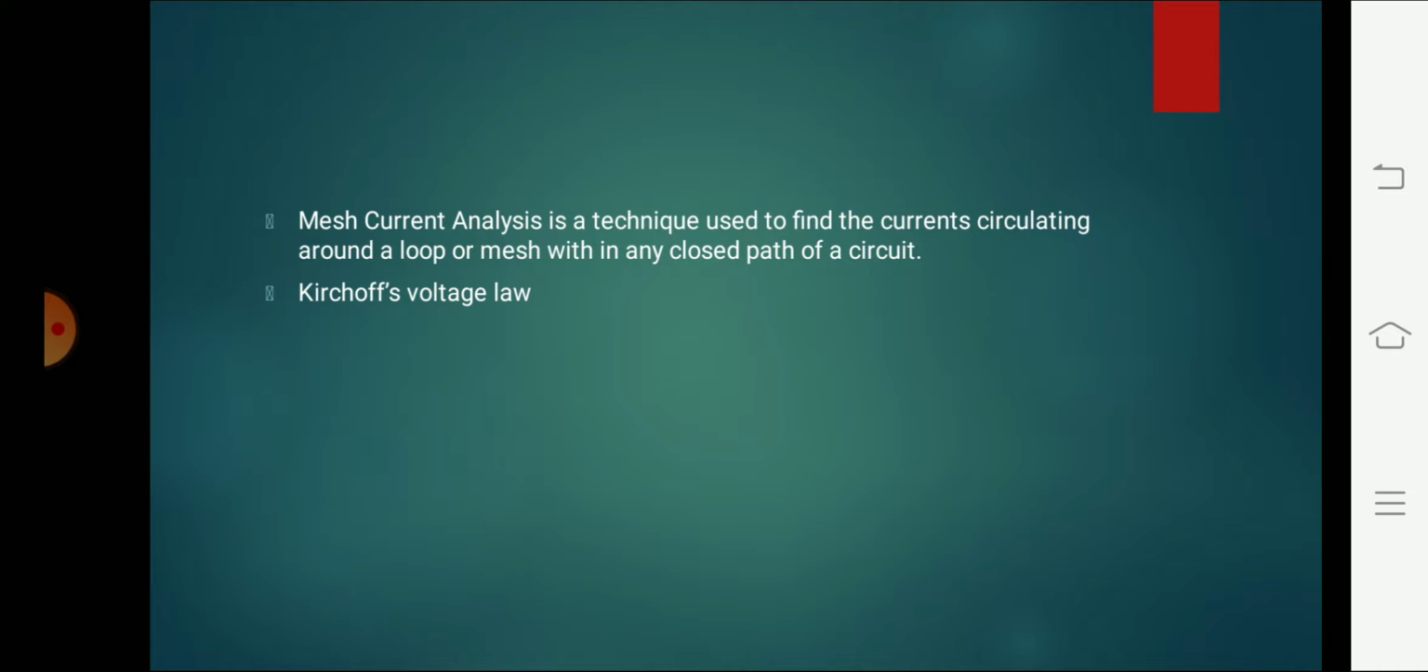Mesh current analysis is a technique used to find the current circulating around a loop or mesh, within any closed path of a circuit. In the mesh method, Kirchhoff's voltage law is applied to a network. We have to write the mesh equation in terms of mesh current. Hence, we are using mesh currents instead of branch currents. Each mesh is assigned a separate mesh current. KVL is applied to the network to write the equation in terms of unknown mesh currents.